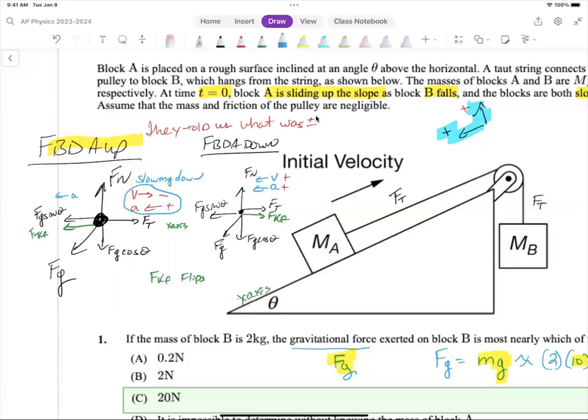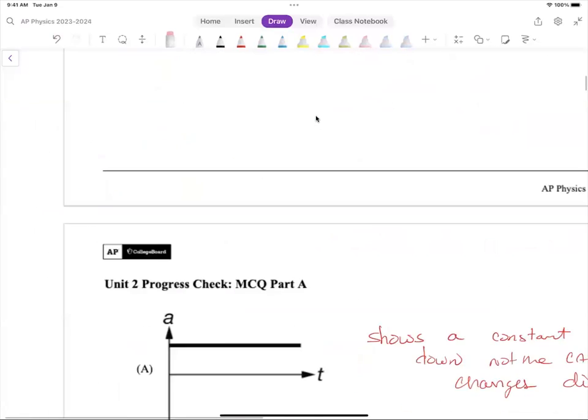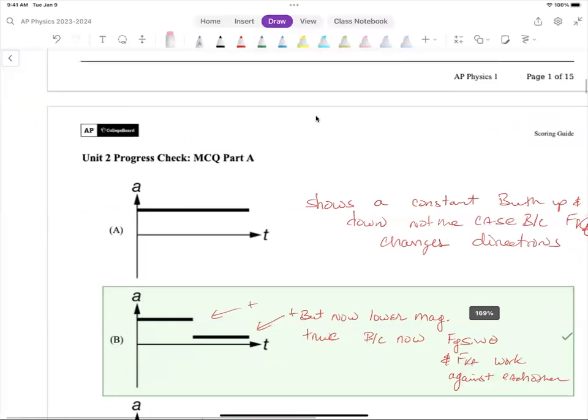I come to a stop, and now my velocity switches sides, and now I'm going to accelerate down and speed up down the ramp. So in the case of acceleration, which is positive, which is down the ramp, acceleration up is greater than acceleration down because force of kinetic friction now is working against me. And they're both positive because they're down the ramp. And I've got to go find that graph.